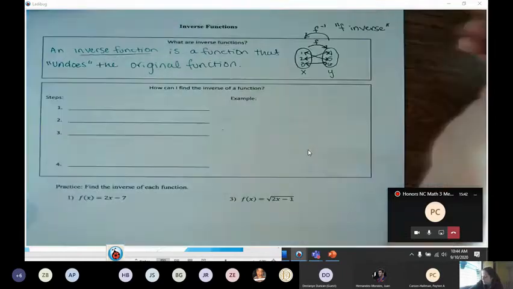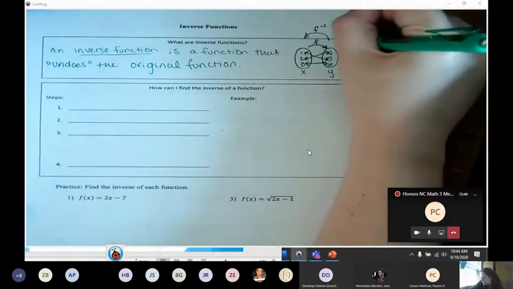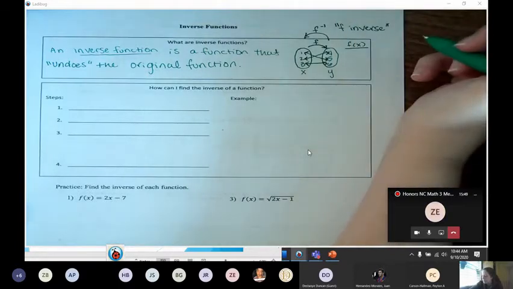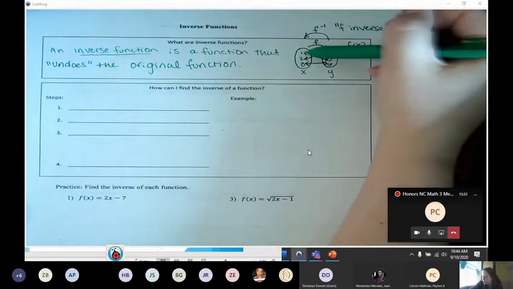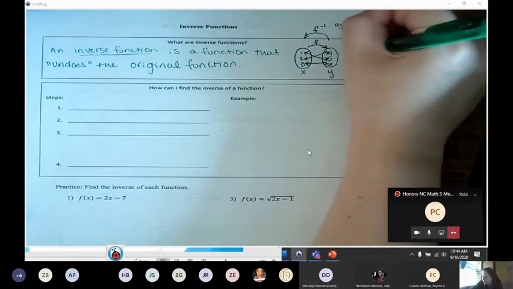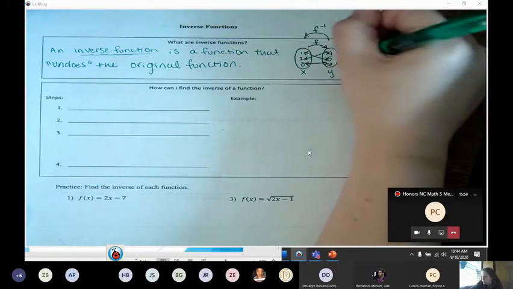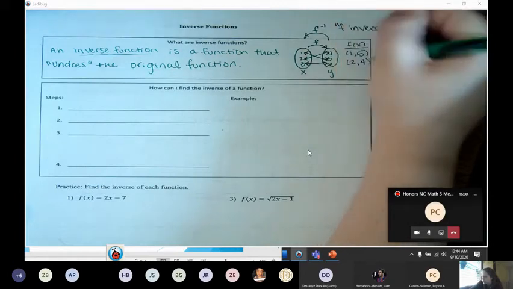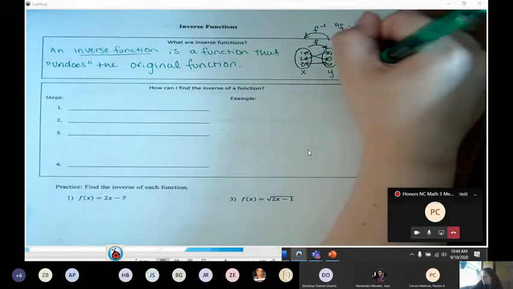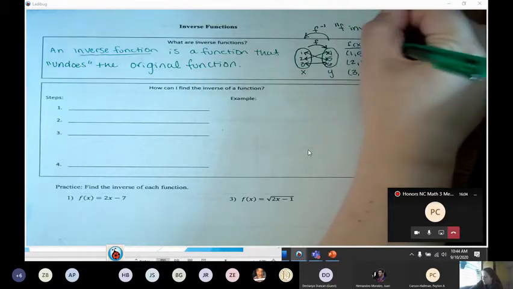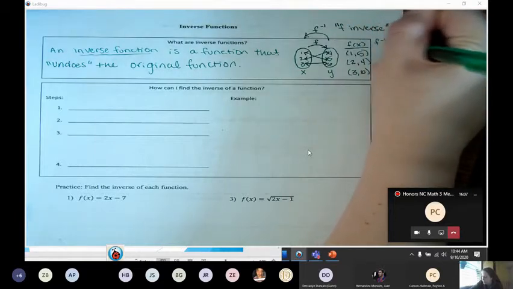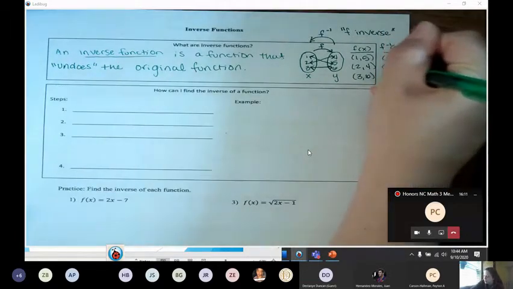And the f of x's have points. So 1 went to 5. So 1, 5 is a point. 2 went to 4. And 3 went to 6. And the inverses should do the opposite. So they take 5 to 1, 4 to 2, and 6 to 3.